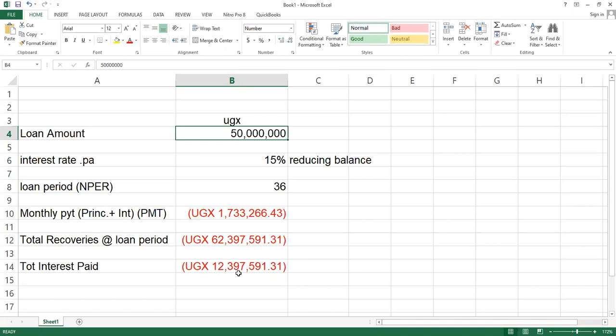Yes, I can see Boaz has raised a hand. Yes, good morning. Good morning, Sevo. Yes. And good morning, colleagues. My question is on the total interest paid. You said it's total recoveries plus the loan amount. I was expecting to see the figure coming to like 112 million, but I'm seeing it's 12.